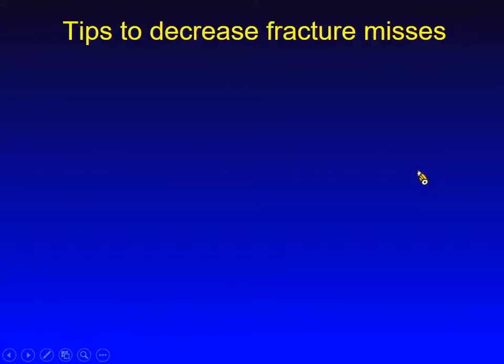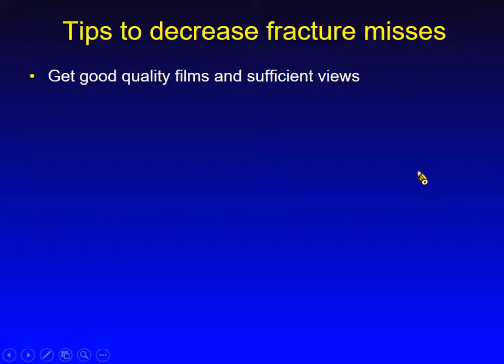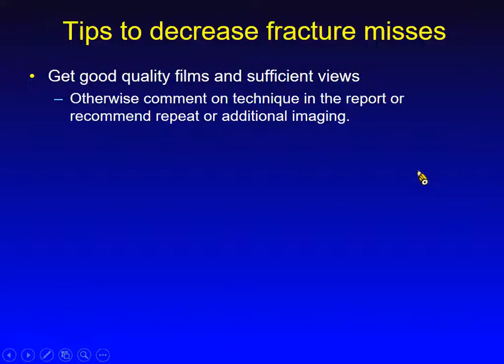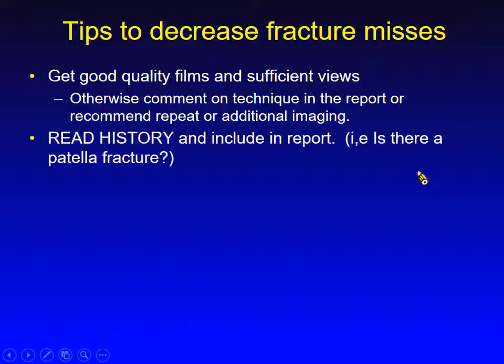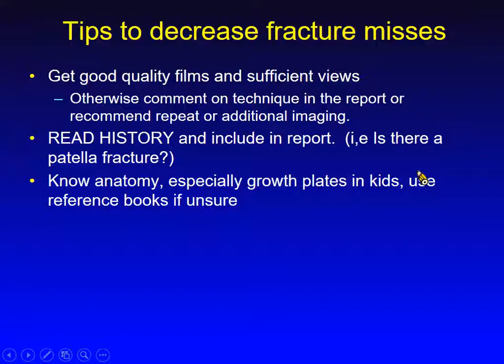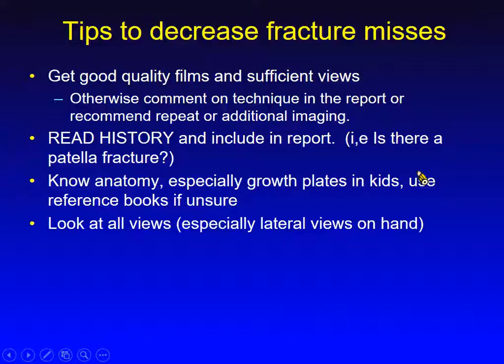All right, so a couple of tips. What did we learn from some of these cases? One is to get good quality films and sufficient views in order to figure out what you need to see. If you don't have them, at least comment on that in the report and recommend additional or repeat imaging. Read the history. It's always so important. If they ask if there's a patellar fracture in the history, actually look for a patellar fracture. And if you can't get that from the views you have, you may need to get additional views. Know the anatomy, especially growth plates in kids. Use reference books if you're unsure.